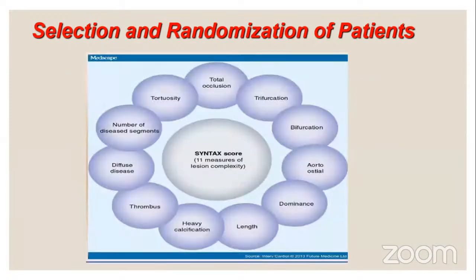The SYNTAX score is a comprehensive assessment tool with which they tried to stratify the participating patients into 3 different groups, depending on 11 elements. For each element, there is a specific score, and then they calculated the total. The 3 groups are the low SYNTAX score, with a score of 22 and less, then the intermediate, with 23 to 32, and then patients who scored 33 and more were considered to have a high SYNTAX score. Several elements included the presence of a total occlusion, trifurcation or bifurcation lesions, the presence of aorto-ostial lesions, the dominance, the length of the lesion itself, the presence of heavy calcifications, the presence of thrombus, diffuse disease, the number of diseased segments, and the tortuosity.